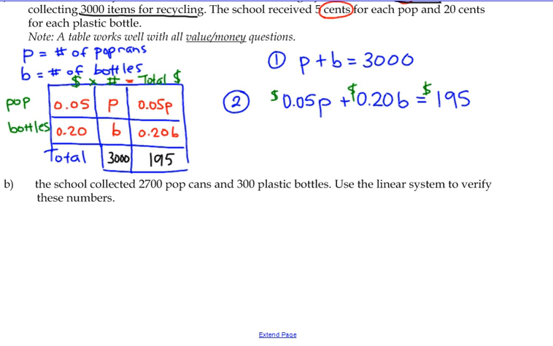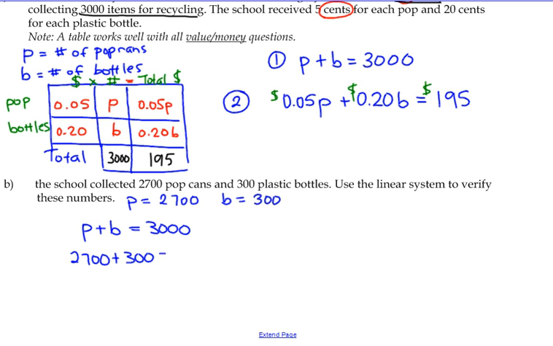So they give us the solution. What is P equal to? 2,700, and B was equal to 300. So let's verify that this is the solution. P plus B has to equal 3,000. So we plug the equation in. Does 2,700 plus 300 equal 3,000? Yes. So left side equals right side, or you can just go and check. If it doesn't equal, you have to for sure put that not equal to through all the equal signs.